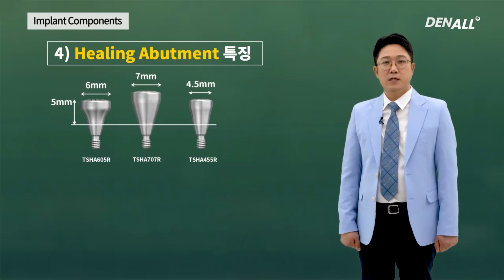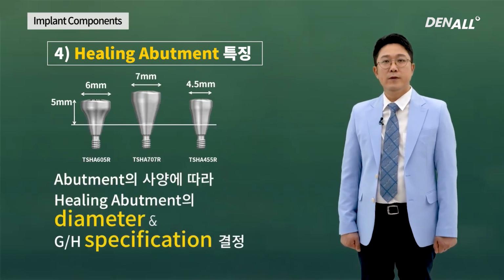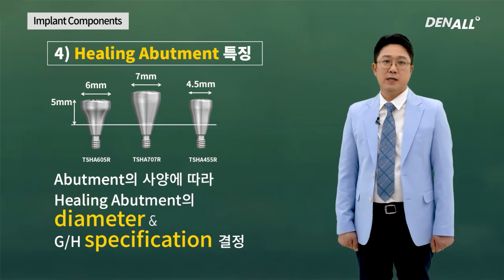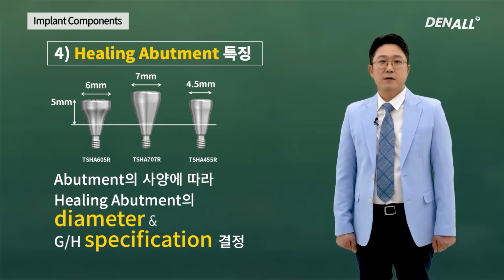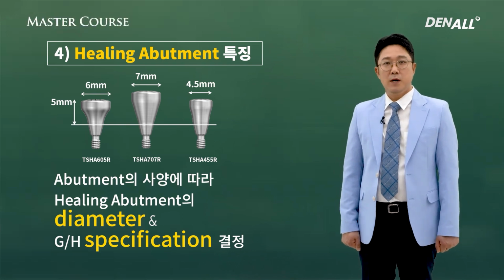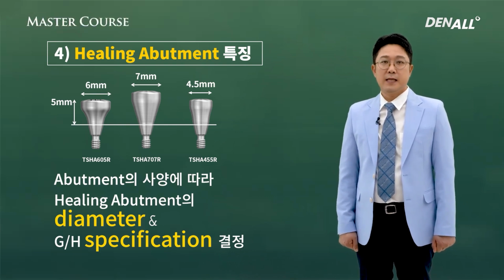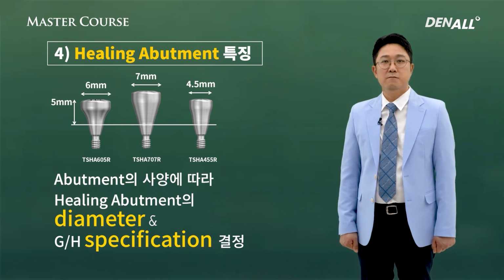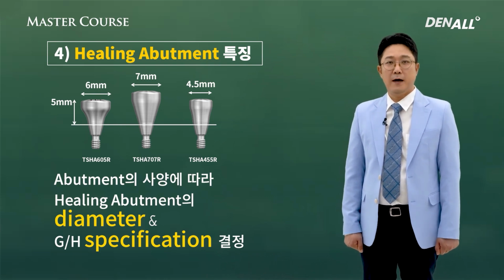The diameter and length of healing abutment can be decided following the height of gingiva and prosthesis. And you can choose different height and diameter of healing abutment depending on surgical site and implant placement depths.